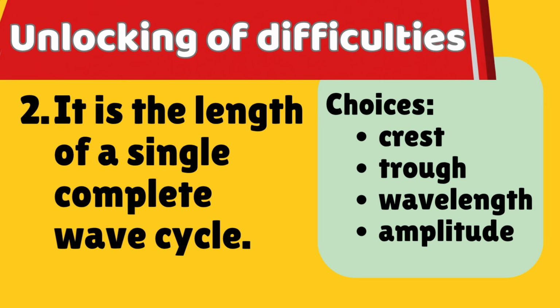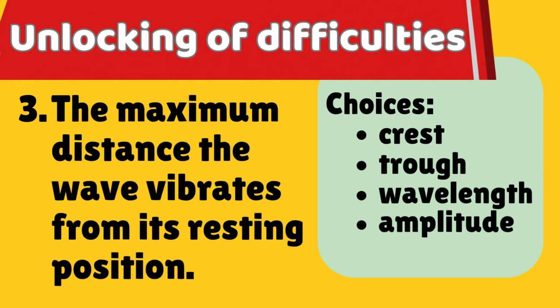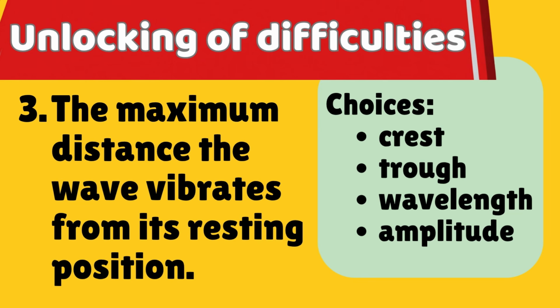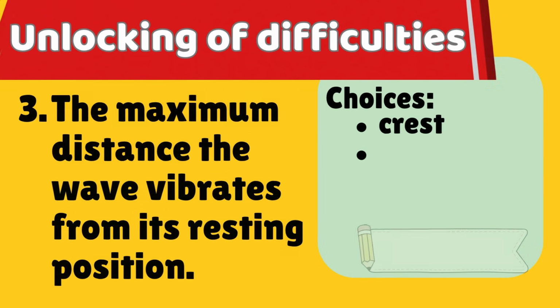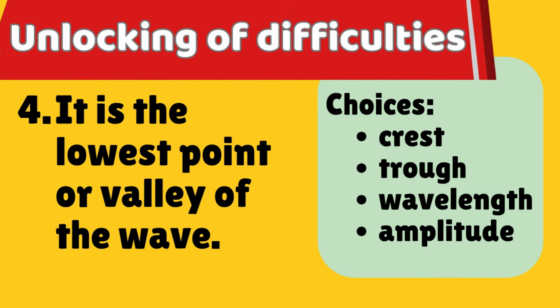Second, it is the length of a single complete wave cycle. So the correct answer is wavelength. Third, the maximum distance the wave vibrates from its resting position. So the answer is amplitude. And lastly, it is the lowest point or valley of the wave. So the correct answer is trough. So the highest point is crest and the lowest is trough.